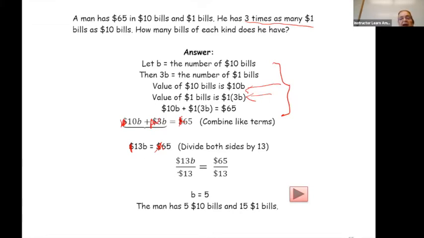13B is 65, then divide both sides by 13, and you get B is 5. We know B stands for the number of bills, so the man has 5 $10 bills and 3 times as many, 15 $1 bills.